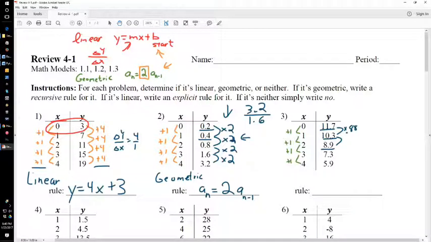10.3. And I get 0.864. Yeah, and this one's not lining up either. They're similar, but it's not the same. So this is not geometric either. So in this case, this one is neither. Or actually, I told you just to write no.